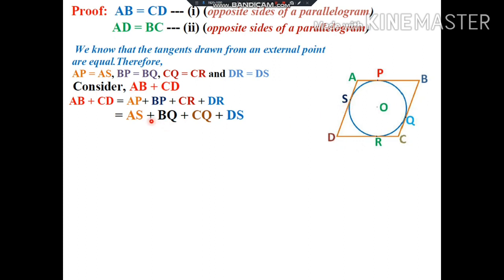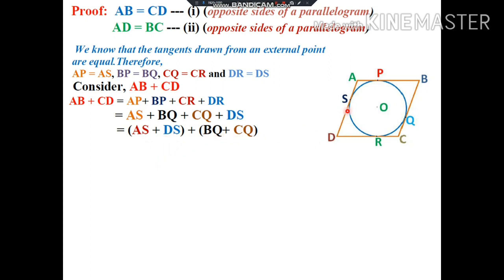Dear children, you have got all the substitutions. Now rearrange this. AS and DS, take these two together. From the figure, what is AS plus DS? AS plus DS is equal to AD. When you add these two sides, you get the whole length AD. So in the place of AS plus DS, you can write AD.